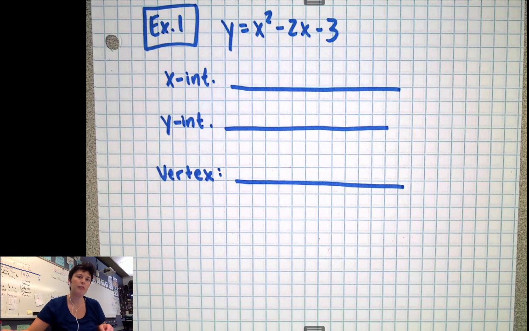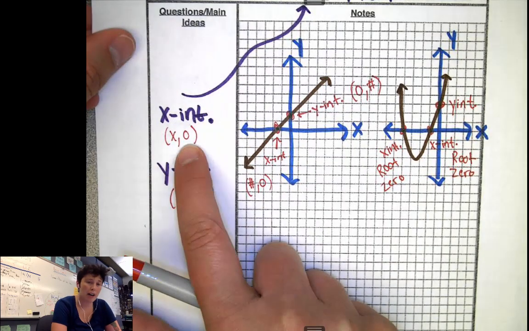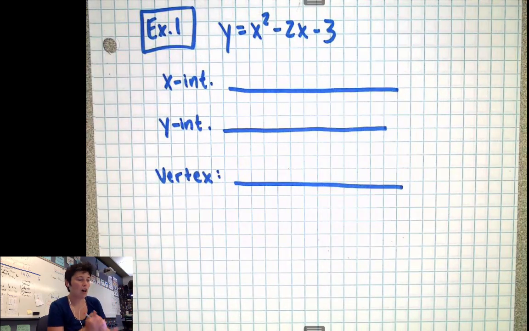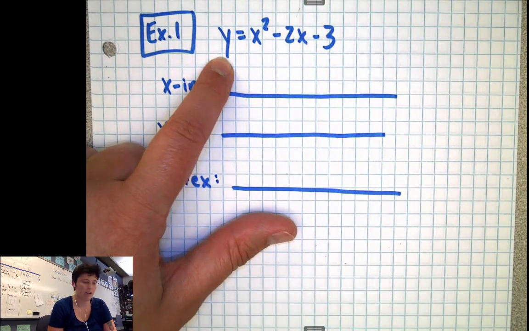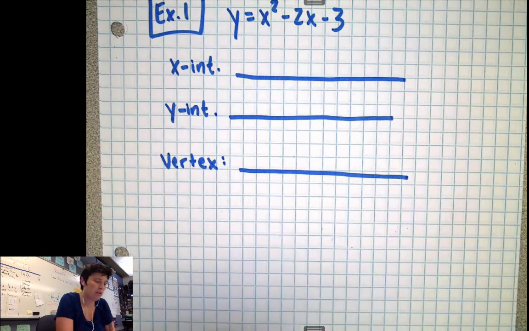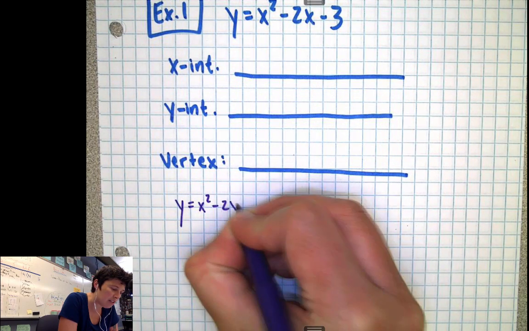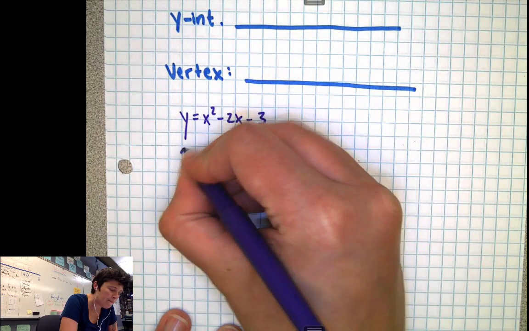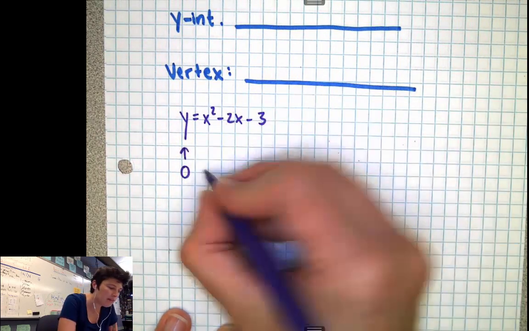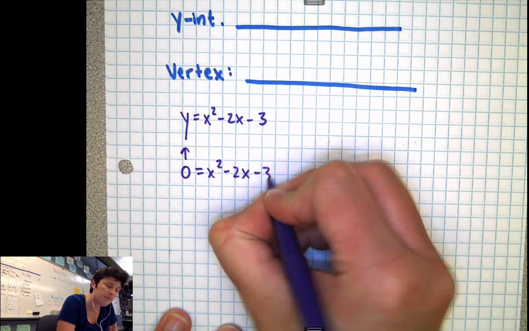So remember, if you look back at your notes, the x-intercepts happen when the y is equal to 0. So to find these x-intercepts, our y value needs to equal 0. Down below is where I have space to work. I'm going to take the equation y equals x squared minus 2x minus 3, and I'm going to change the y to a 0. So I'm going to have 0 equals x squared minus 2x minus 3.